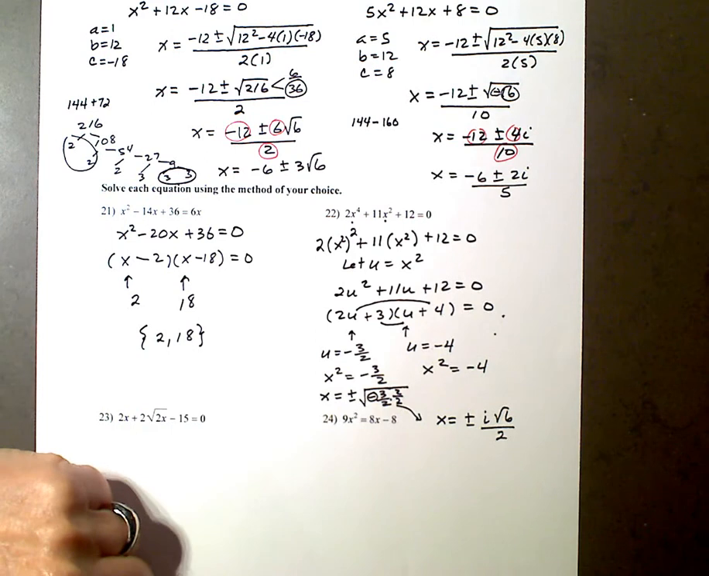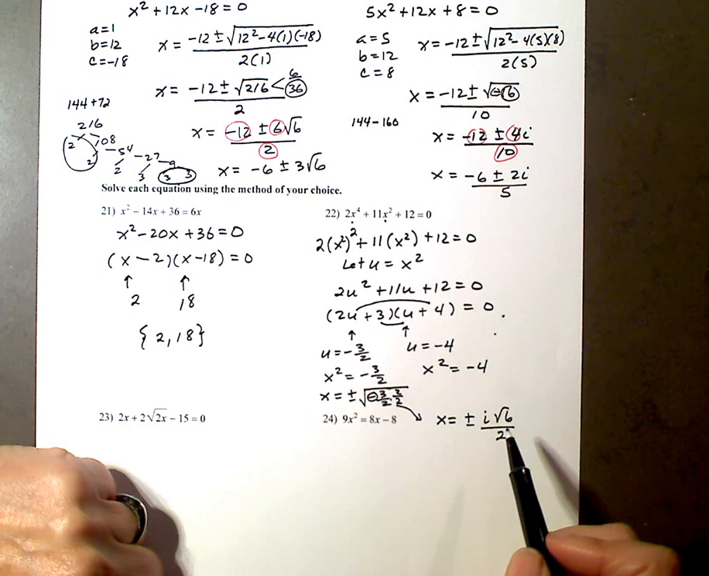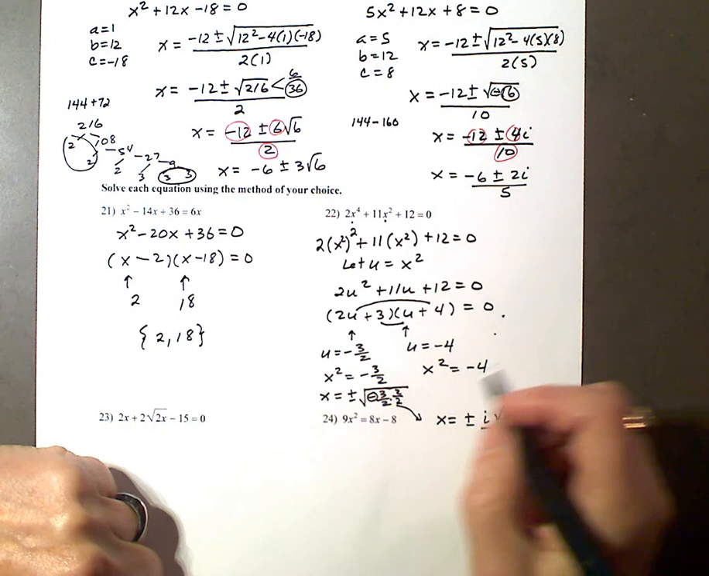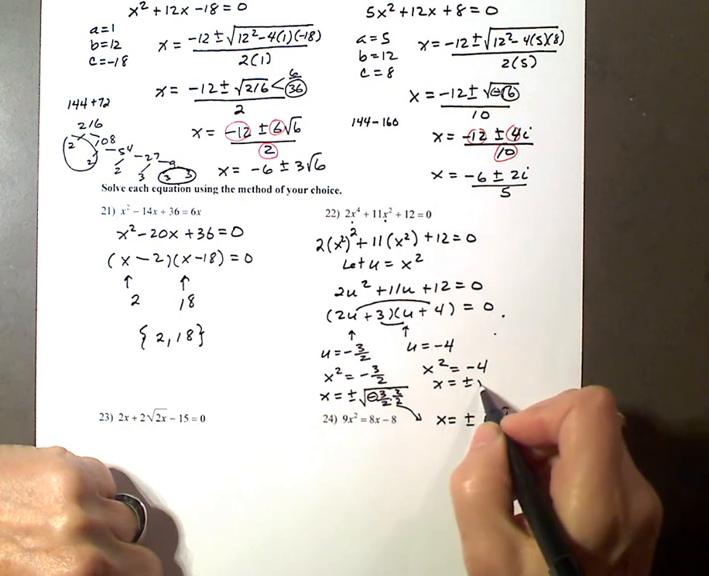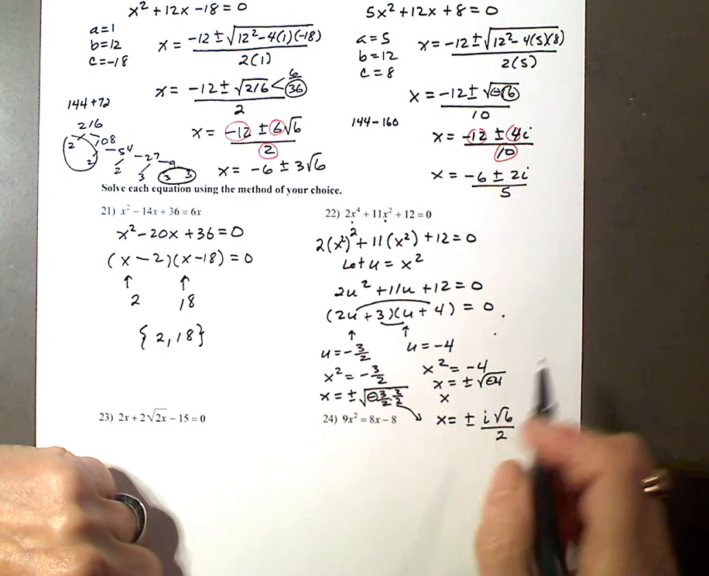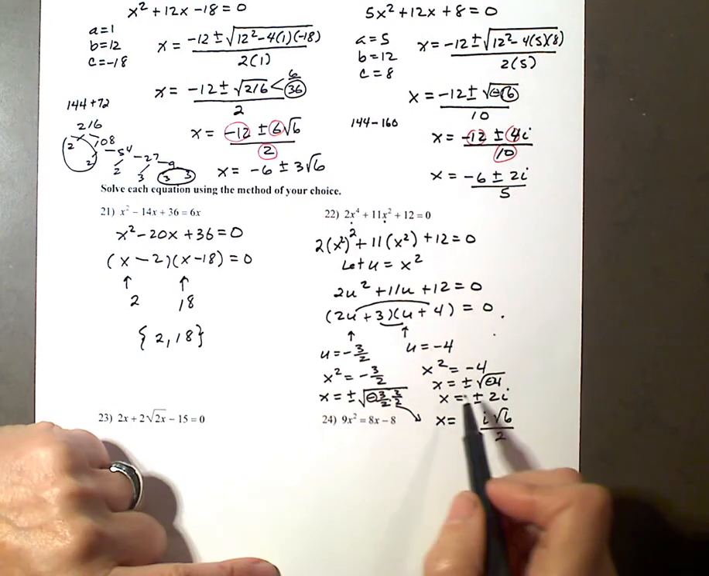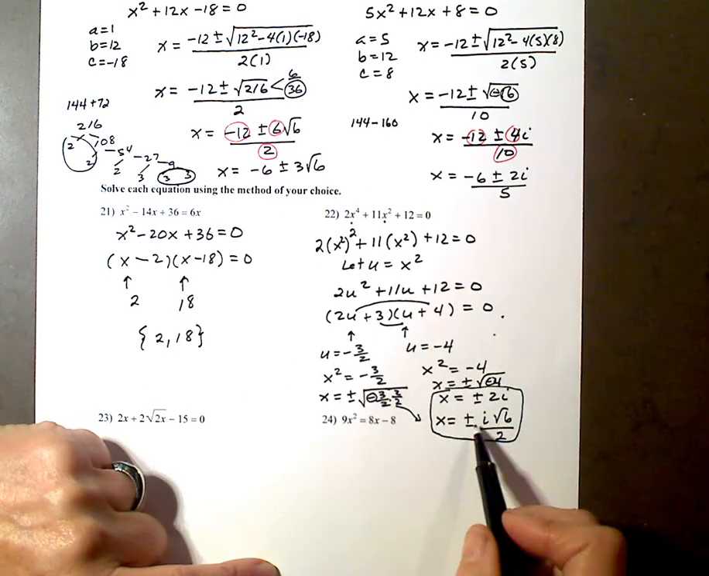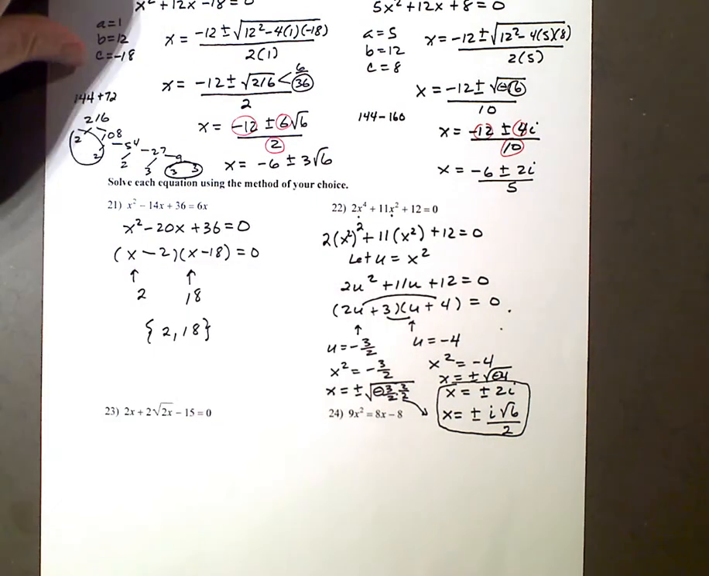So those are two of my roots: positive i root 6 over 2, and negative i root 6 over 2. Now with this one, x is equal to positive and negative square root of negative 4. So that is going to be x is equal to positive or negative 2i. So there's my 4 solutions: positive 2i, negative 2i, positive i root 6 over 2, and negative i root 6 over 2 for that problem. Sorry, I got squished up.